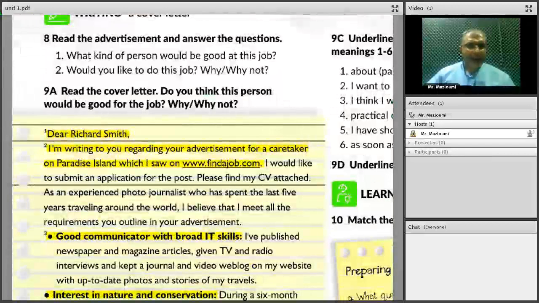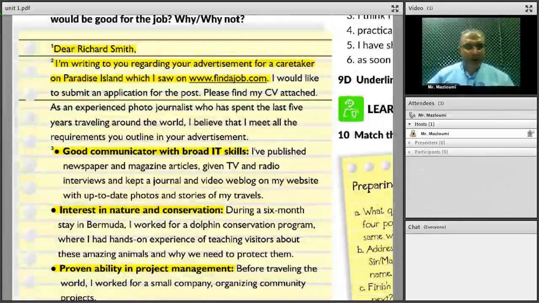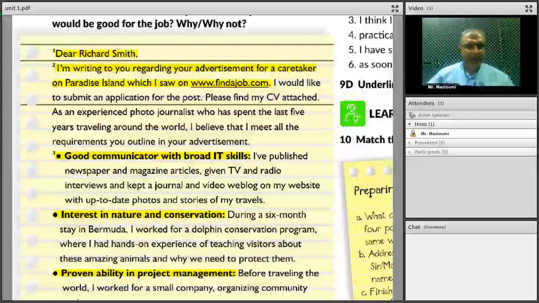All right, 9A. Read the cover letter. Do you think this person would be good for the job? Why or why not? So everyone, here you can see a cover letter. Let's read it out. And by the way, please pay attention to the numbers here. So you see number 1 here. Dear Richard Smith. Everyone, we use dear to start a letter, especially a formal one.